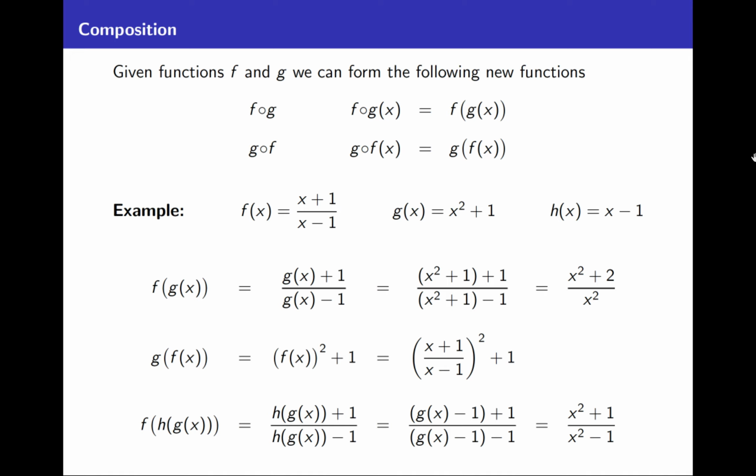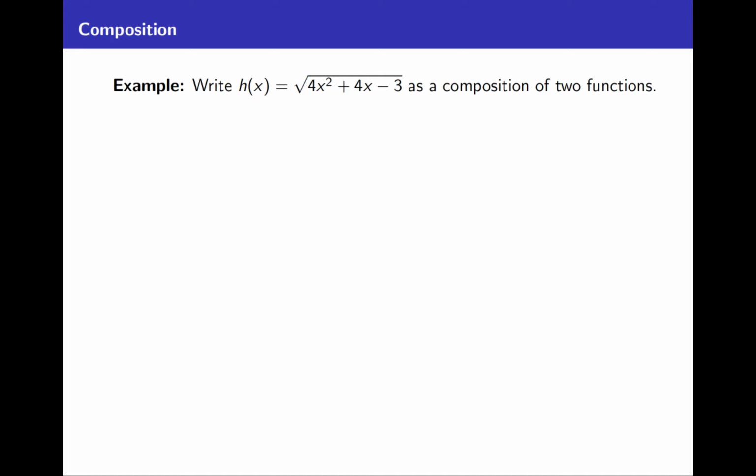Now, in these examples, we've taken three functions and composed them, building up more complex functions. Actually, the reverse process is going to be the most important in calculus. For example, think about the function h of x equals the square root of x squared plus 4x minus 3. In calculus, you often want to break down a complicated function into the composition of other functions. So let's see if we could write this h of x as the composition of two functions.